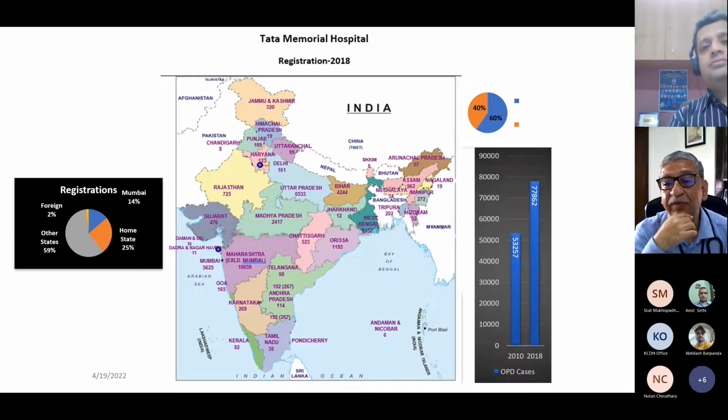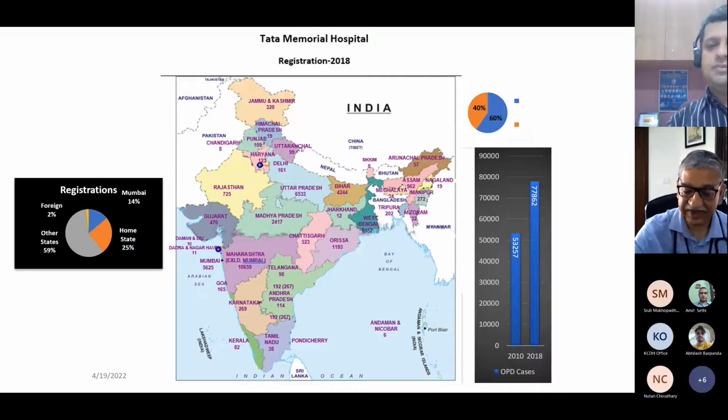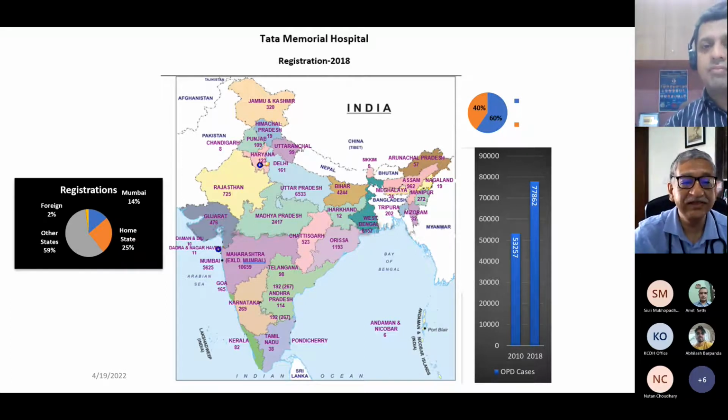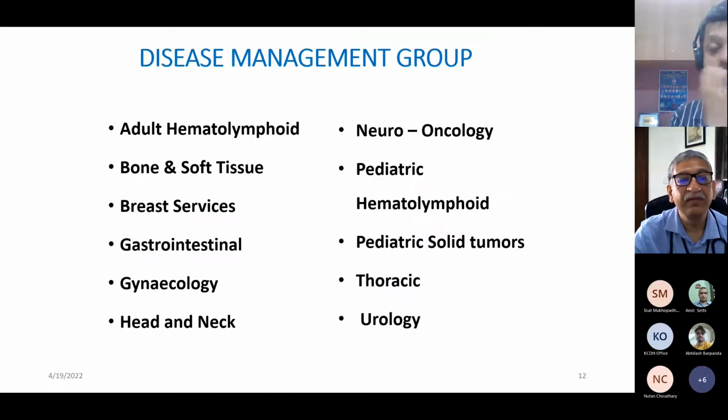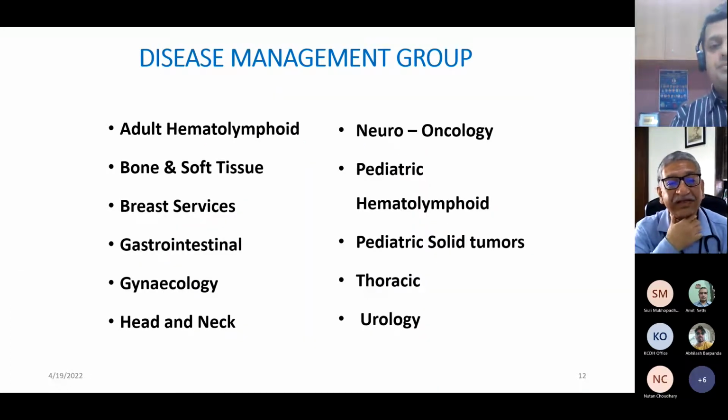In terms of the number of new cancer cases that we register, we would be among the largest cancer institutions in the world, if not the largest. And you can see that most of the patients come from within Maharashtra and from north and northeast parts of India, again pointing to some of the inequities in healthcare that are prevalent in our country in terms of the geographic spread. At Tata Memorial Center, we have pioneered, at least in India, the concept of disease management groups.